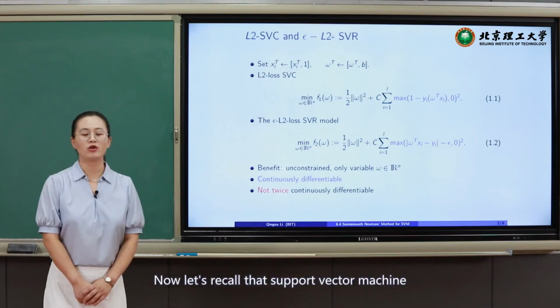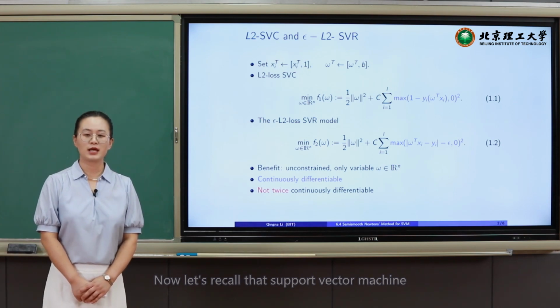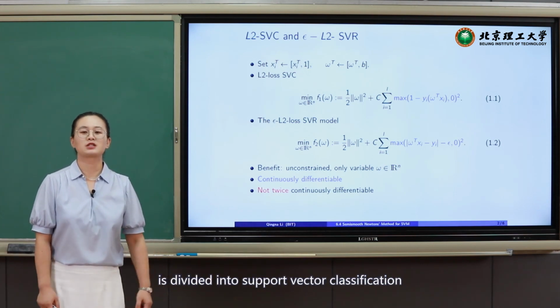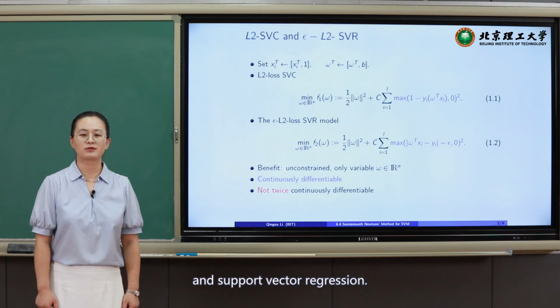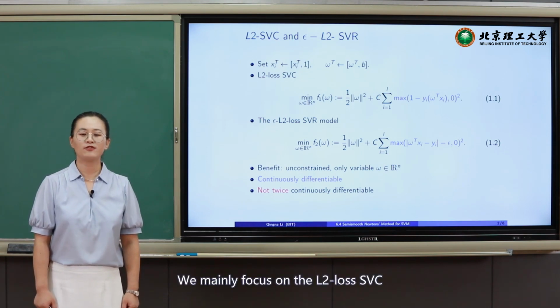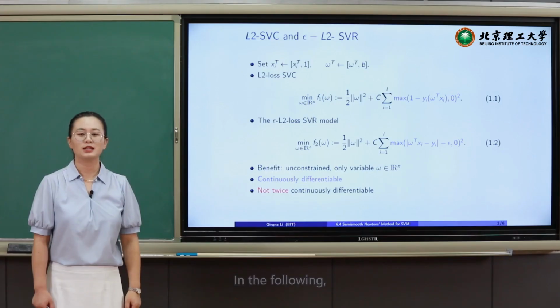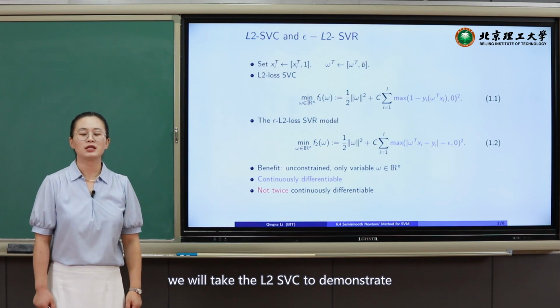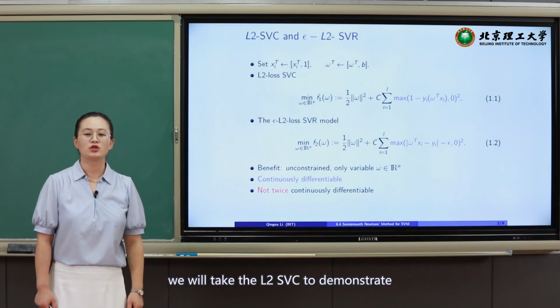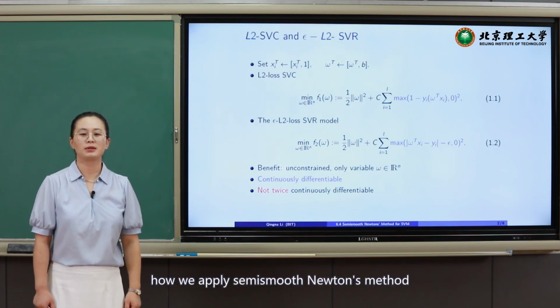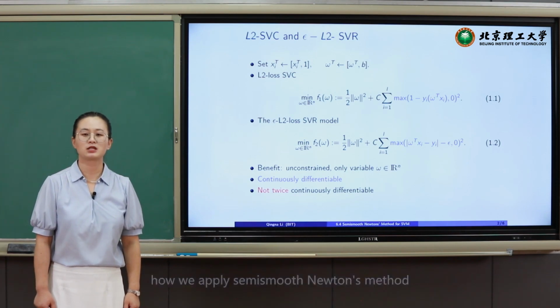Now, let's recall that support vector machine is divided into support vector classification and support vector regression. We mainly focus on the L2 loss SVC and epsilon L2 loss SVR, the two types of SVM method. In the following, we will take the L2 SVC to demonstrate how we apply semi-smooth Newton's method to solve the problem.